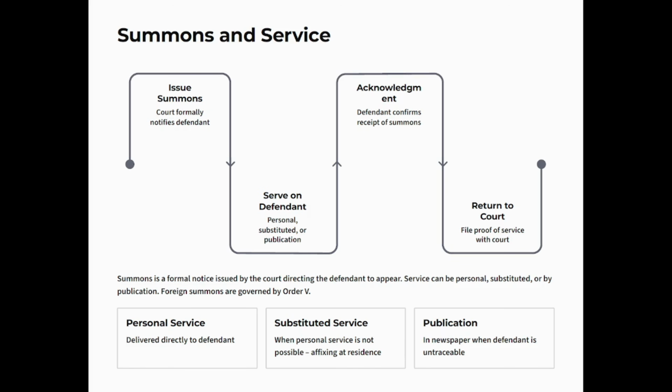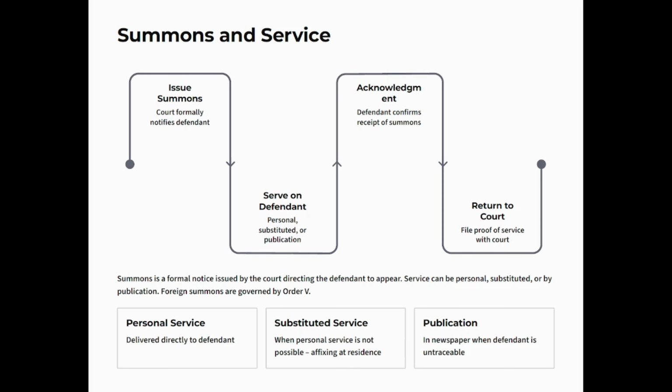So there are three ways to deliver summons. Summons means this is like a notice. So personal service means handed directly to the defendant, whereas substituted service is used when the person cannot be found directly, so it is put up at their house, that is called substituted service. Then service by publication, it is printed in a newspaper when the person cannot be traced at all.